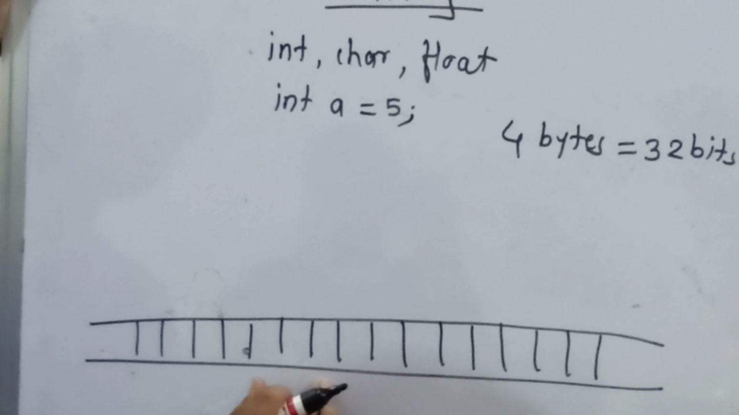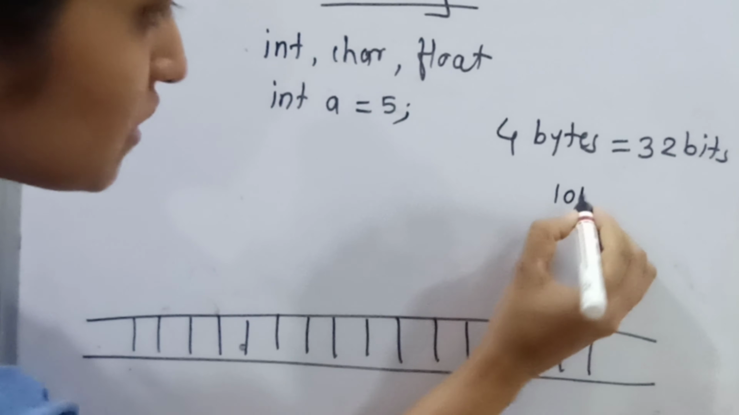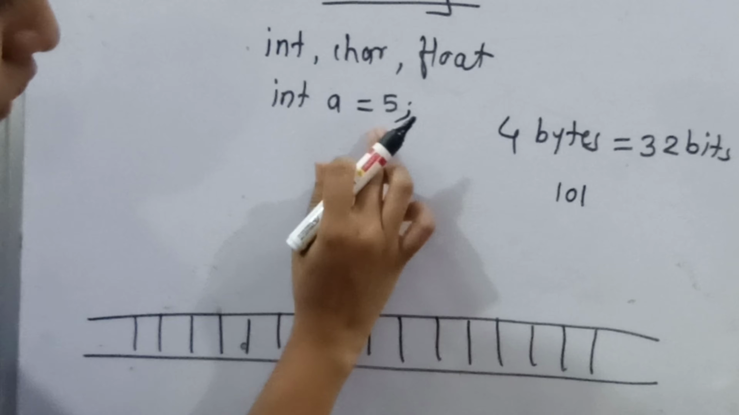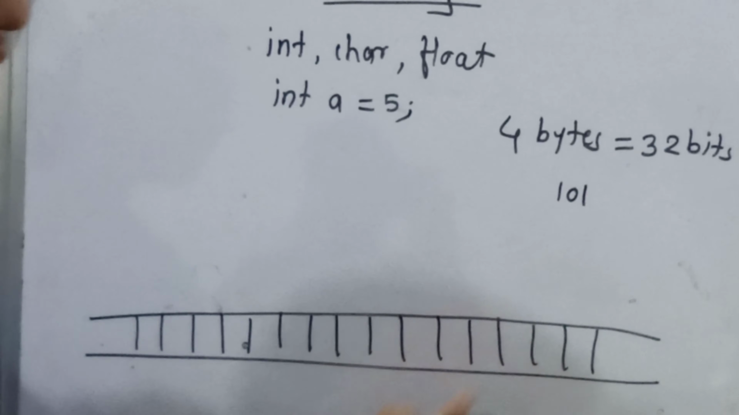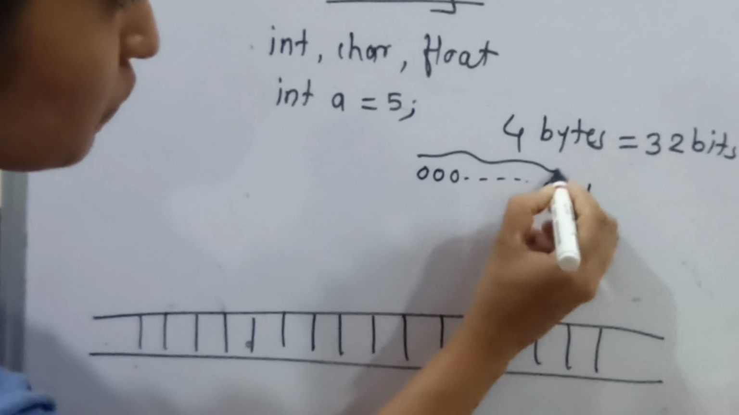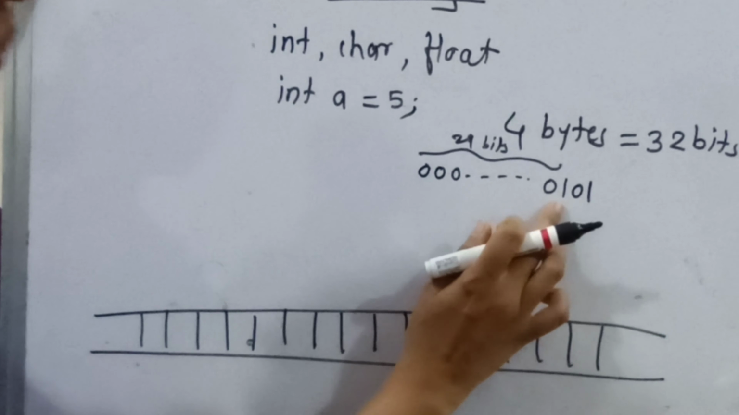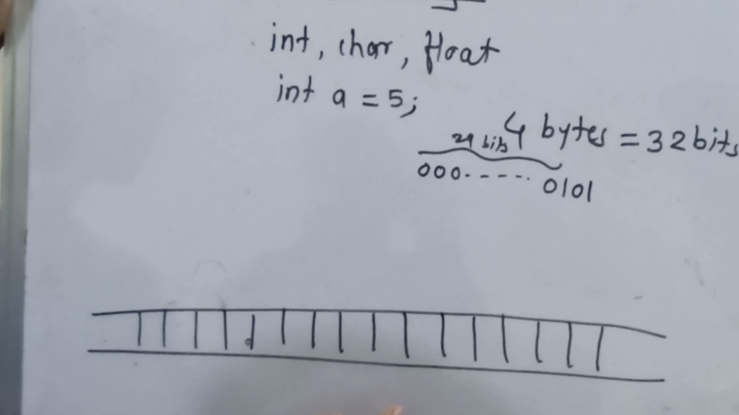the memory locations. So that means the binary format of 5 is 101. But now it will be stored in 32 bits. That means the previous 29 bits are 0. So these 29 bits are 0 and the last 3 bits are the actual value, that is 101.